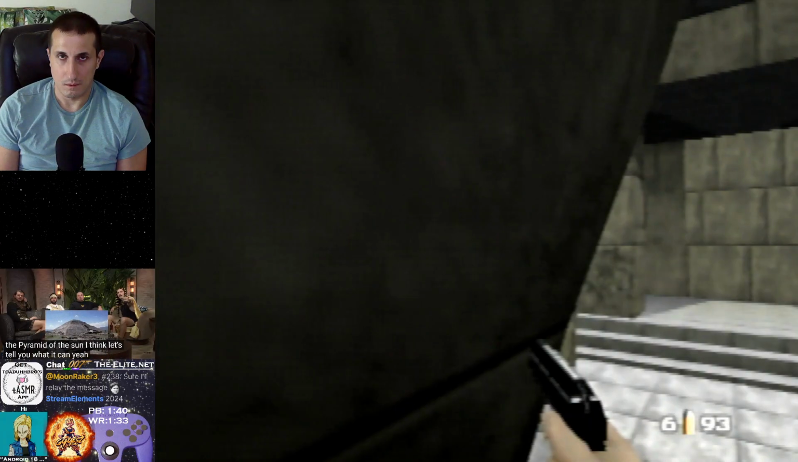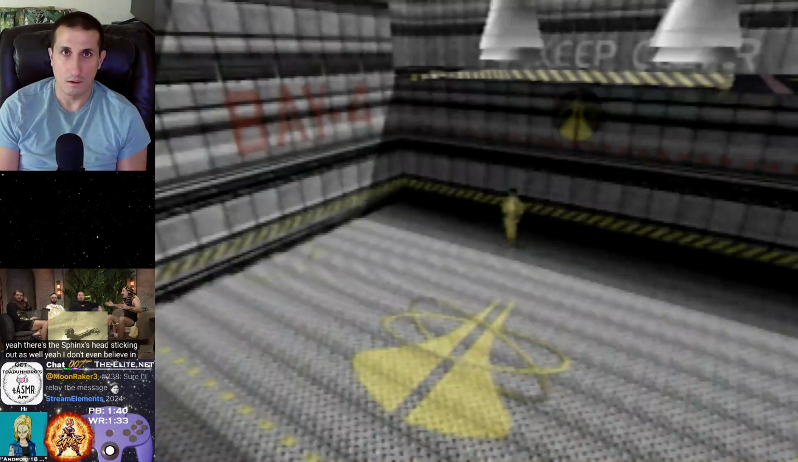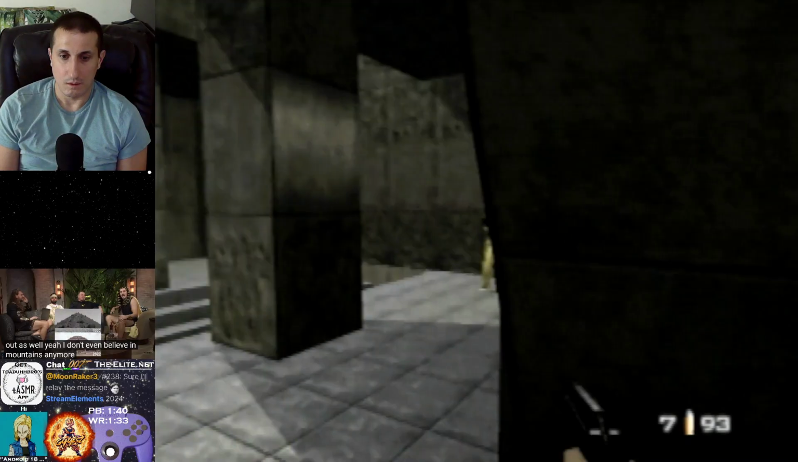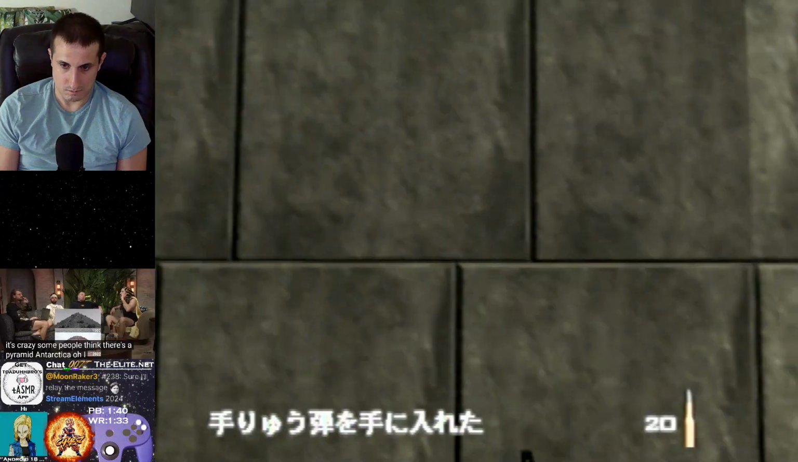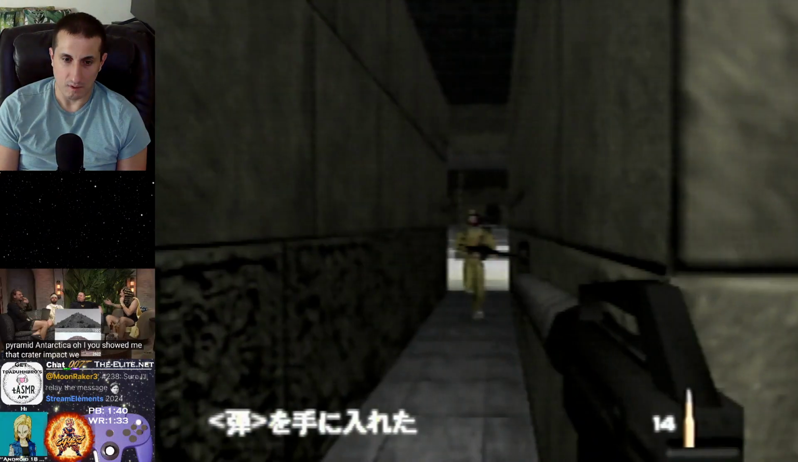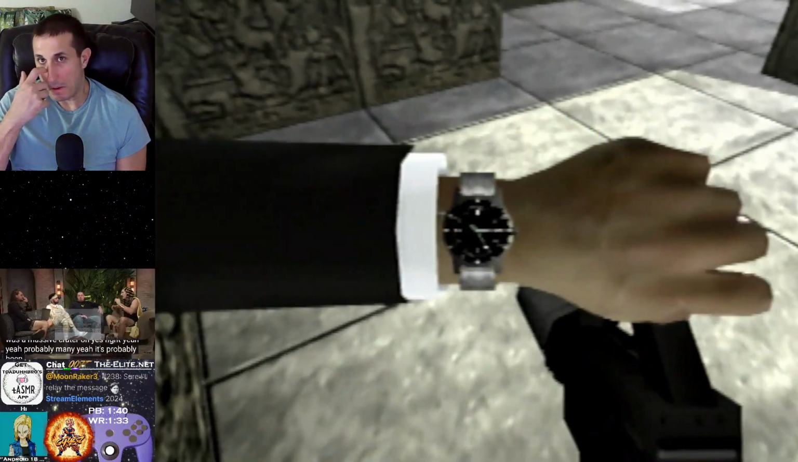Which one is this one? That's the Pyramid of the Sun, I think. It's Teotihuacan, yeah. So this is the one in Mexico City, right? Yep. Look at how it looked. There's the Sphinx's head sticking out as well. I don't even believe in mountains anymore. It's crazy. Some people think there's a pyramid in Antarctica. Oh, you showed me that crater impact. We do know that there was a massive crater impact, right? Yeah, probably many. There's probably been tons over the years.